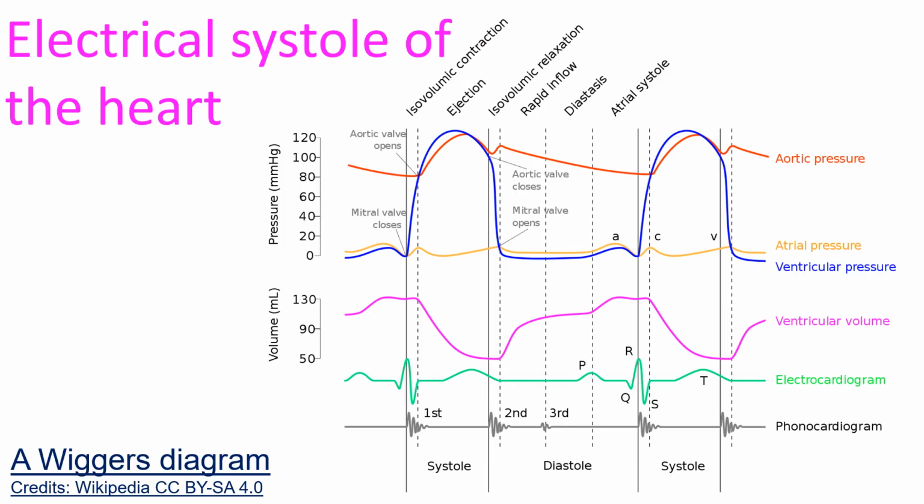Electrical systole of the heart. With respect to the ECG, systole starts at the peak of the QRS, accounting for the initial electromechanical delay. Systole ends at the end of the T waves, so both ventricular depolarization, except a small initial portion, and repolarization is complete during systole.